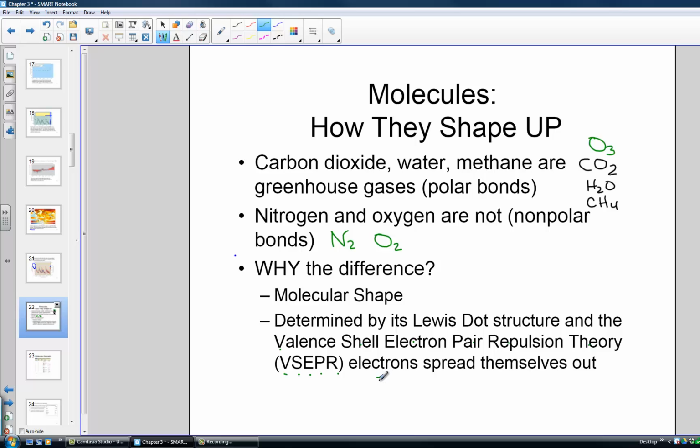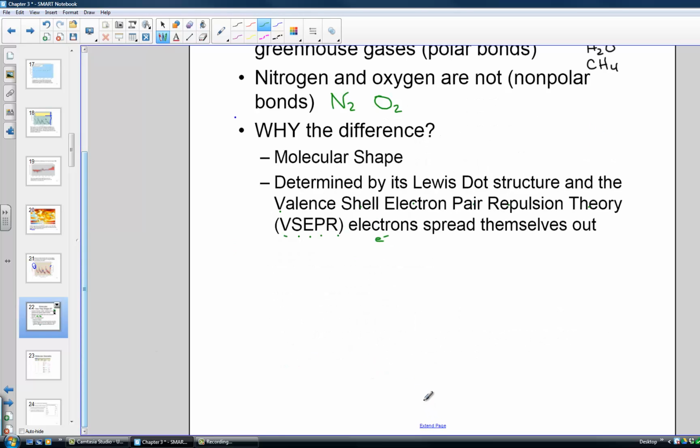In essence, since electrons are all negatively charged, electrons want to spread themselves out from each other as far as possible because we know like charges repel. So these geometric shapes of the molecules, as we explore them, will start to give us great insight into the types of bonds and why they're able to store energy.